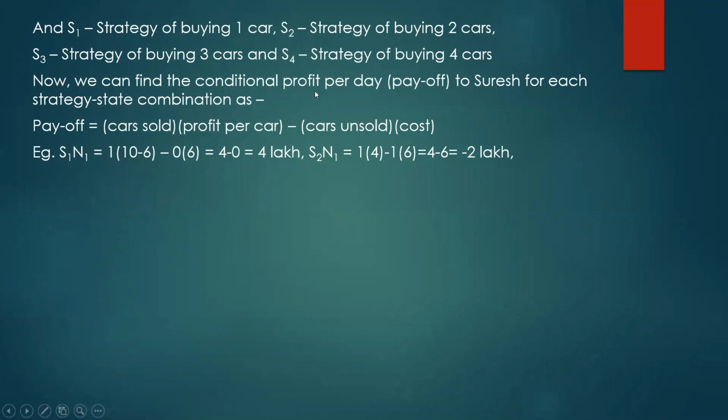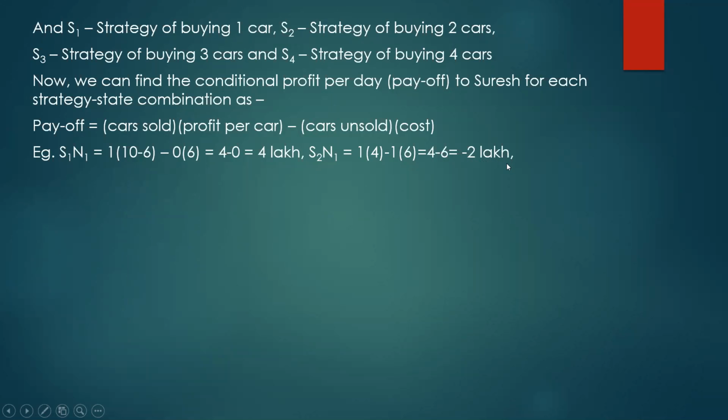Okay, when we calculate the payoff for strategy 2, that is S2 and N1. N1 is you sell, demand is 1. So if demand is 1 and I have purchased two cars, the cars sold will be 1, right? Multiply by the profit which I'm making, that is 4 lakhs, minus out of 2, if I have sold 1, 1 is unsold, and the cost of that car is 6 lakhs. So this gives you 4 minus 6, which gives you minus 2 lakhs.